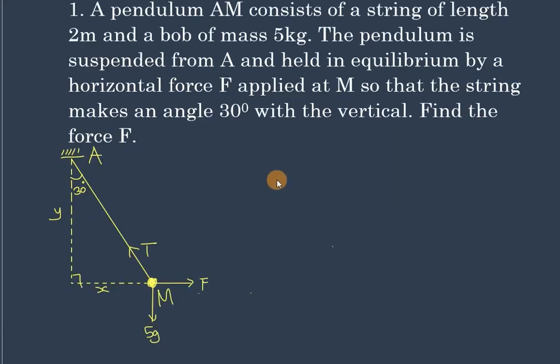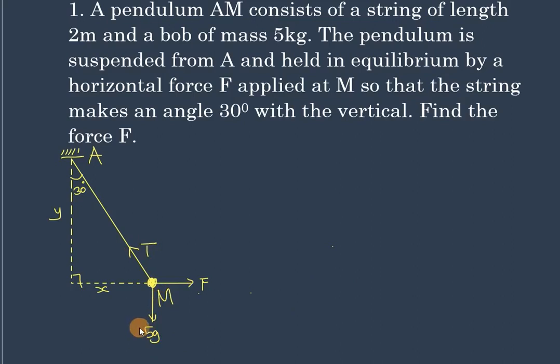There we are. That is the diagram. The bob is here and the string is there. They said the string is making an angle of 30 degrees, held in equilibrium by a horizontal force, which we are calling F, applied at M. We have that horizontal force acting there. That one cannot stop the weight of the bob from acting vertically downwards. So basically those are the forces.